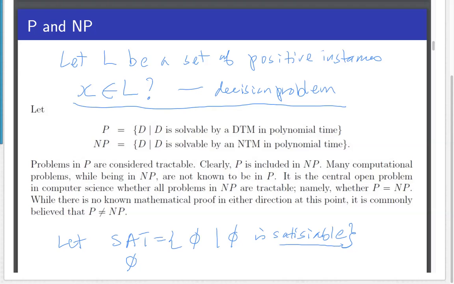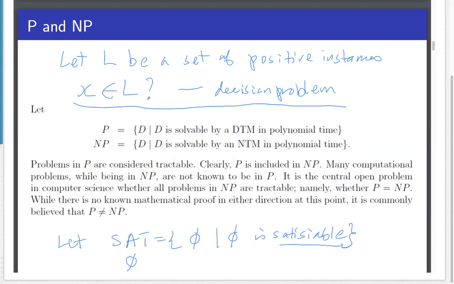Okay, then we can define two important classes. One is deterministic Turing machine. The other one is non-deterministic Turing machine with polynomial time bound. P is the set of all decision problems D where D is solvable by a deterministic Turing machine in polynomial time. And NP is the counterpart of P with non-deterministic Turing machine. So D is solvable by a non-deterministic Turing machine in polynomial time.